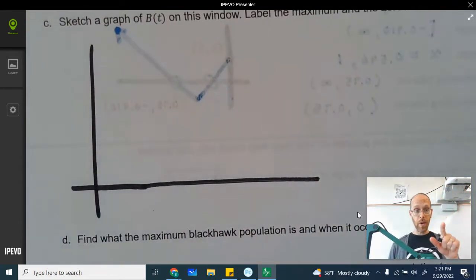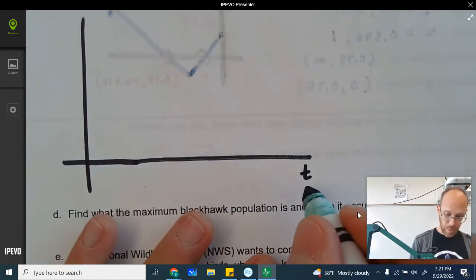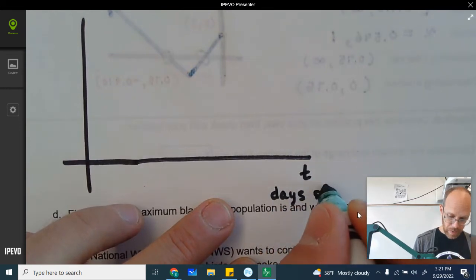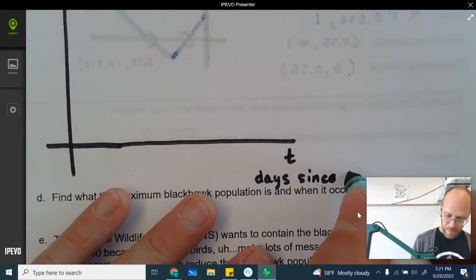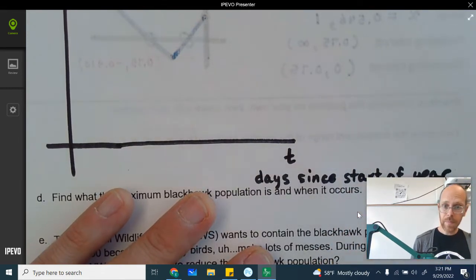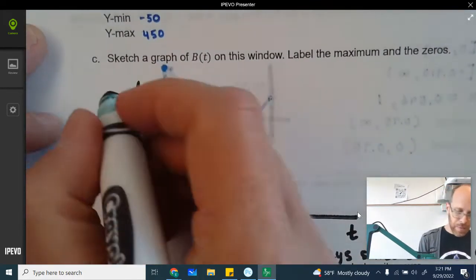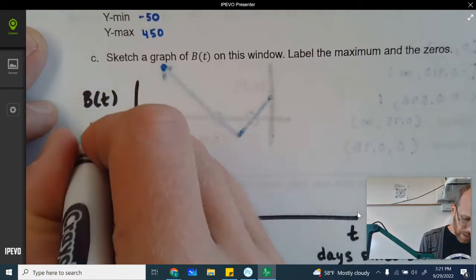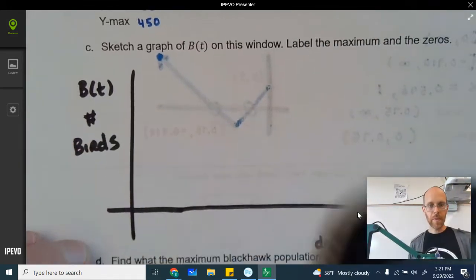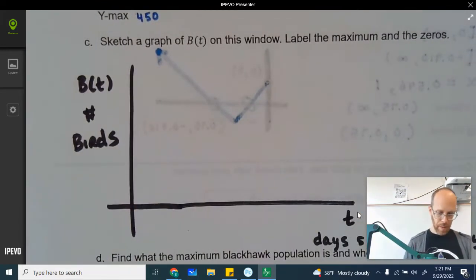And you are always, when you draw a graph in my class, required to label what is the x-axis. So T is the days since the start of the year. And then y is the B of t, which is the number of birds. And we look at the graph, it goes up and then it goes down. So it looks something like this.